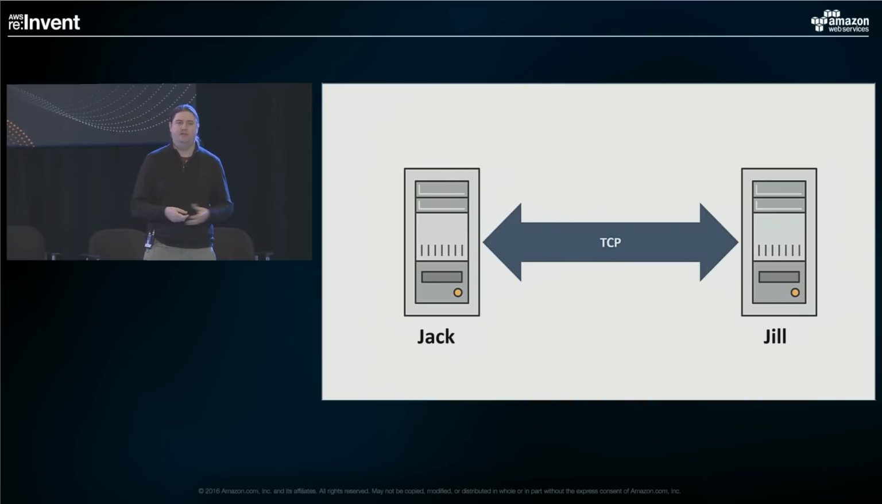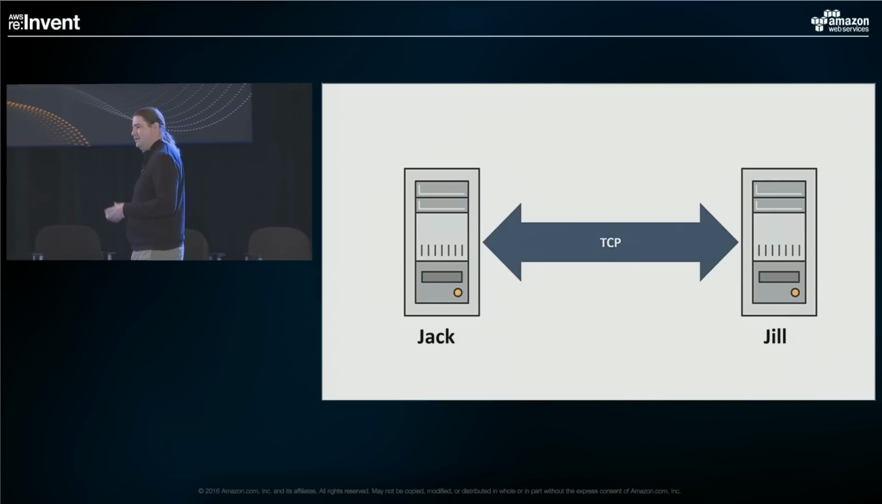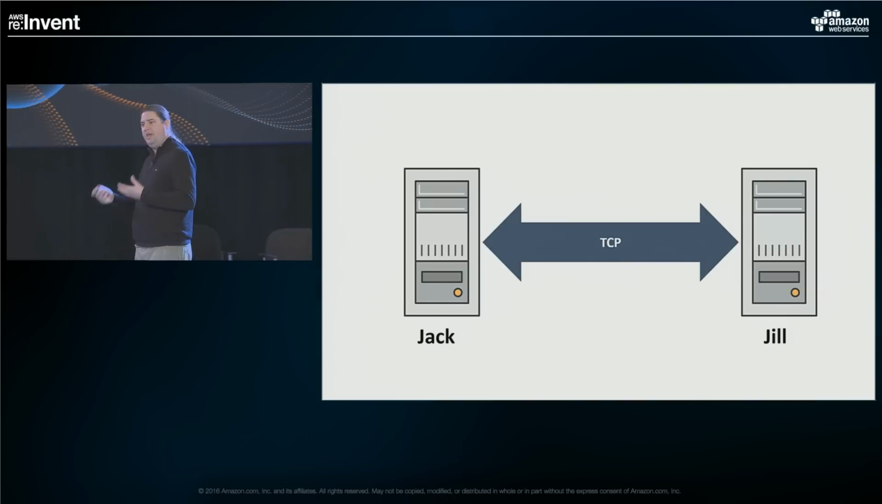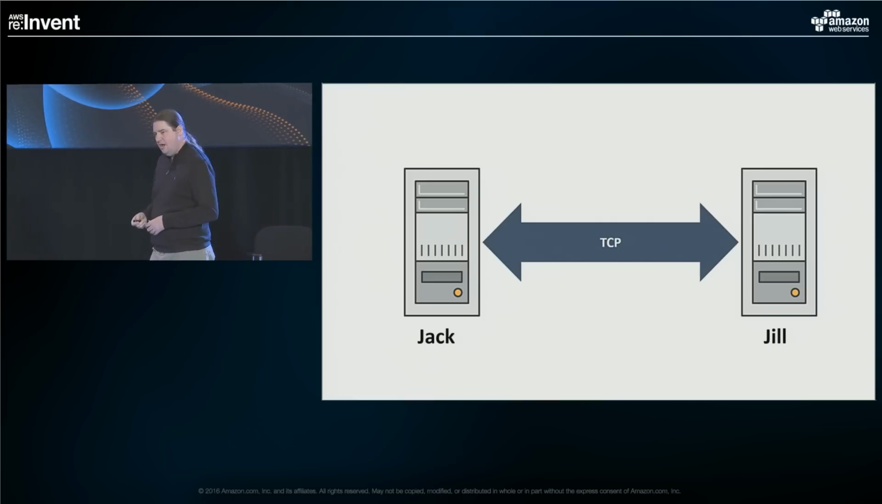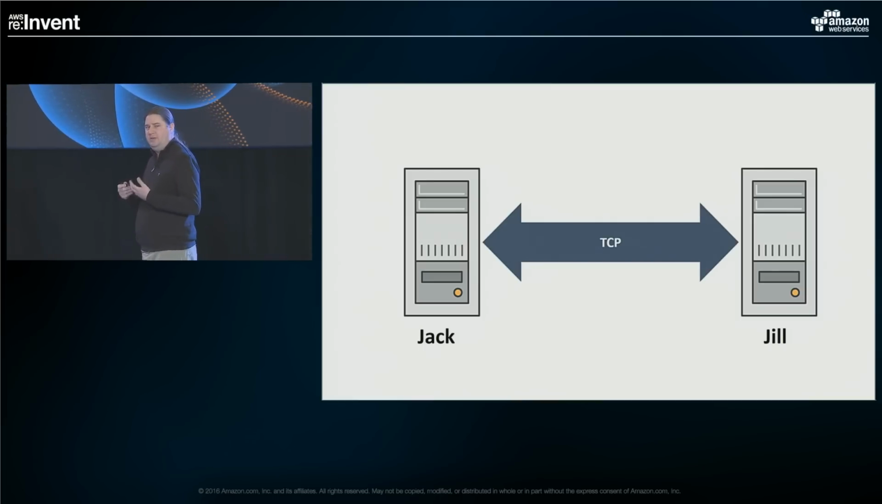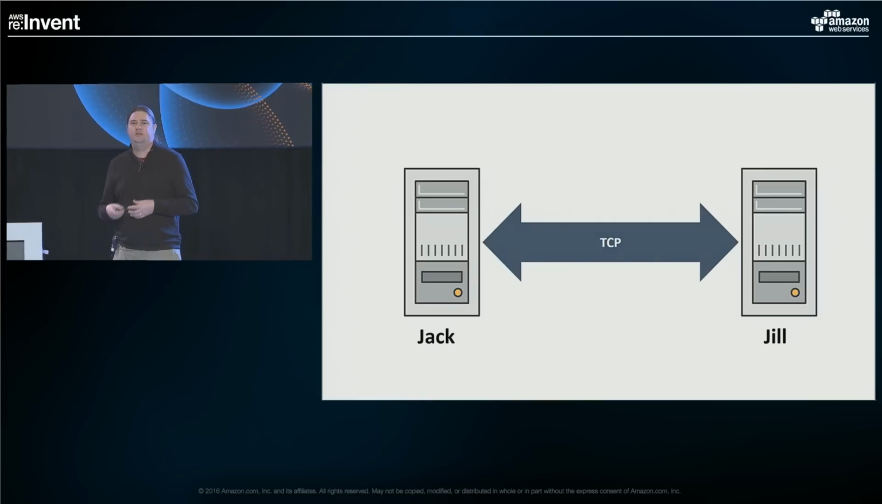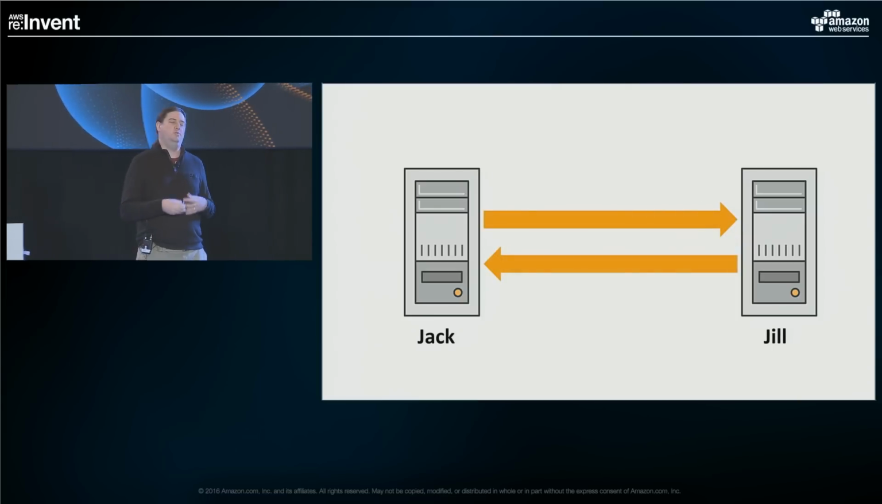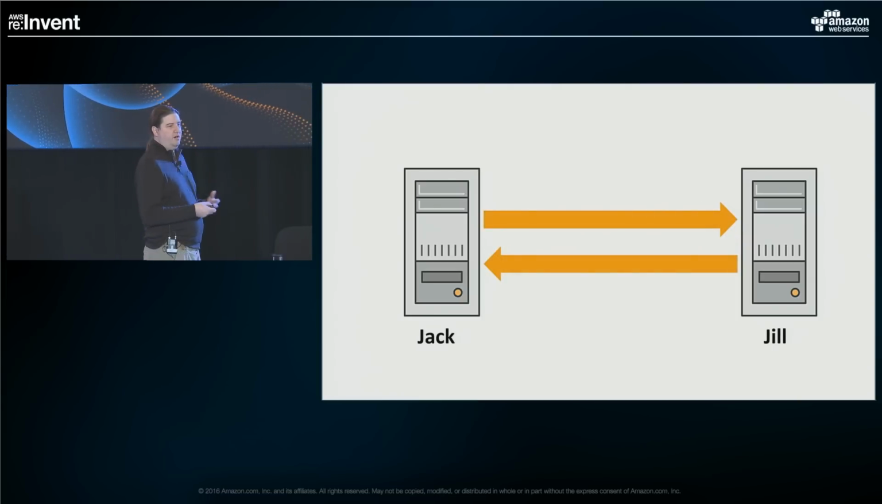Jack and Jill can both send and receive simultaneously. And it's kind of a nice abstraction for application programmers to view. However, when we start looking at actual TCP performance itself, it often helps to go a level deeper and not think of this as one connection, but rather a pair of unidirectional connections.